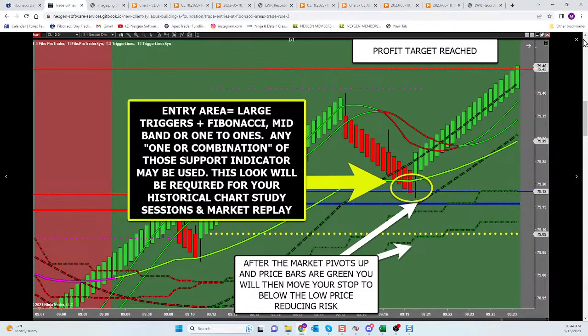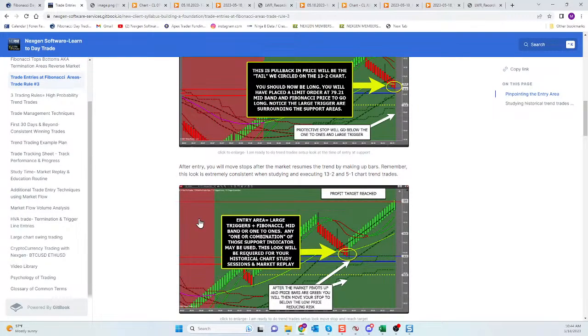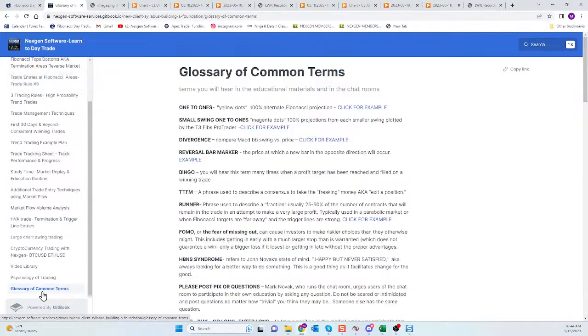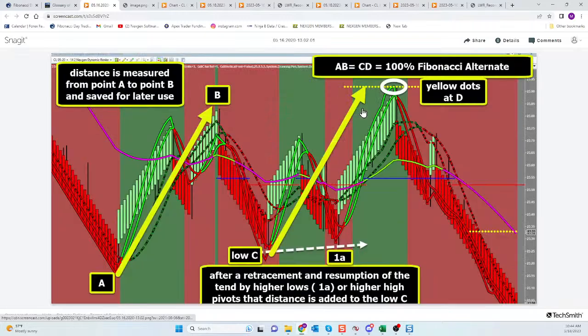So we talked about how the fibs are built, right? All those areas. Jose, are you with me? How's a one-to-one built? Guys, a one-to-one is exact science. A one-to-one is in the moment. It's A to B, C to projected D. It's a 100% Fibonacci alternate, and it's a very exact measurement that's happening in the moment, guys. That's why your one-to-ones print.